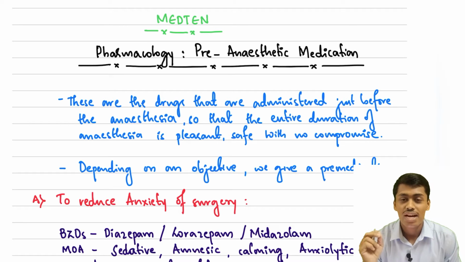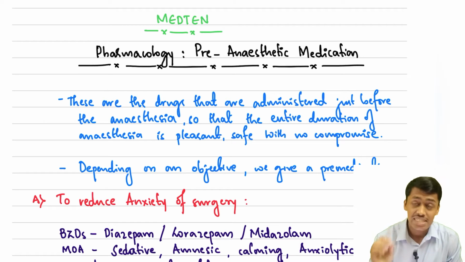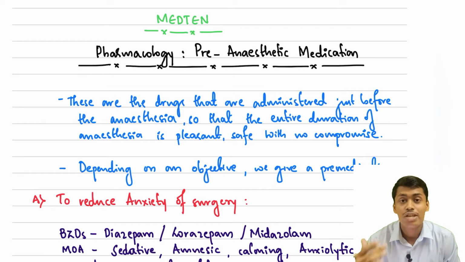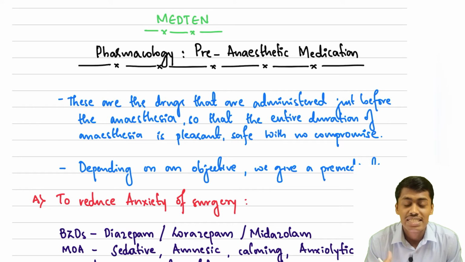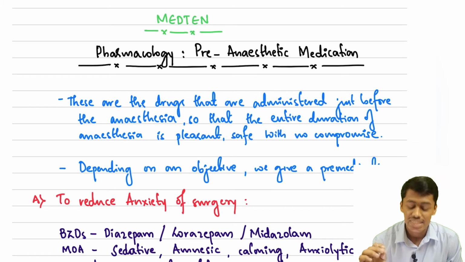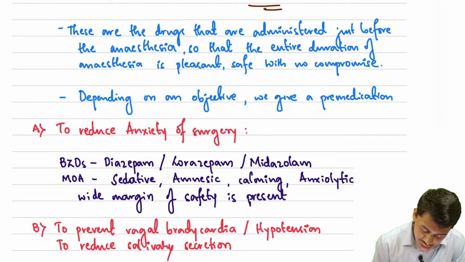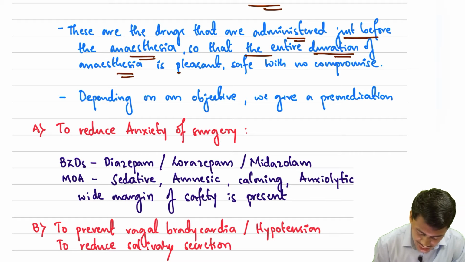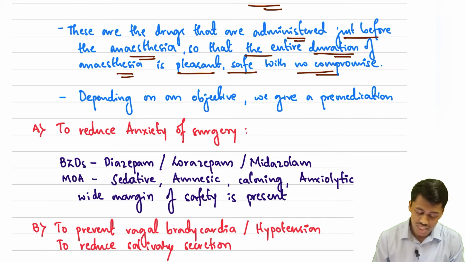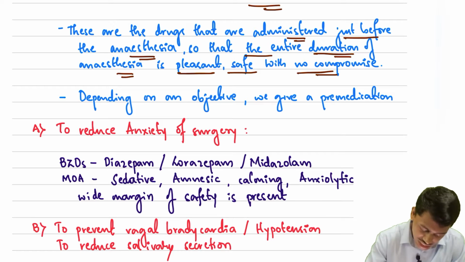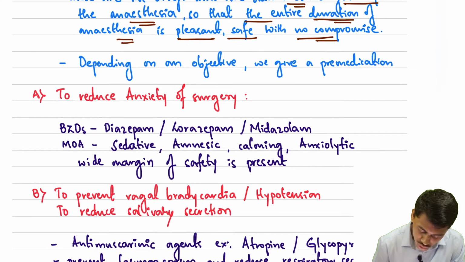So in this video we are going to look at the pharmacology part of the pre-anesthetic medications. So what are the pre-anesthetic medications? Before we induce the person into general anesthesia, we'll give a set of medications that help us in the general anesthesia procedure. These are called the pre-anesthetic medications. These are the drugs that are administered just before the anesthesia so that the entire duration of the anesthesia is pleasant, safe, with no compromise.